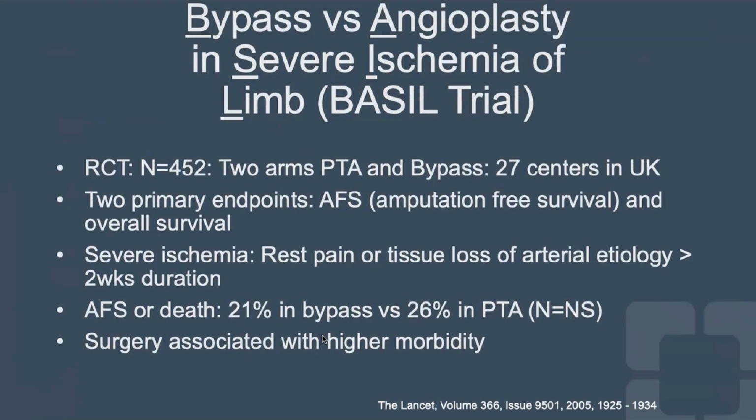This was a randomized trial published in 2005. It had two arms. It looked at balloon angioplasty and bypass at 27 centers in the United Kingdom, and had two endpoints: amputation-free survival and overall survival in these patients. These patients had severe ischemia, either rest pain or the tissue loss we talked about, for greater than 2 weeks' duration. When you look at their amputation-free survival or death, there was no significant difference between the endovascular or the open surgery, at 21% in the bypass and 26% in the balloon angioplasty. However, in that study, surgery was associated with a higher morbidity.